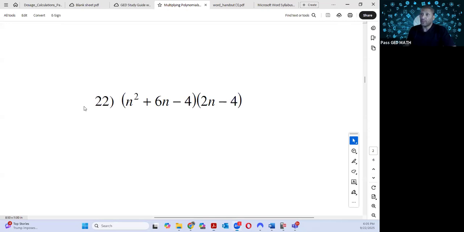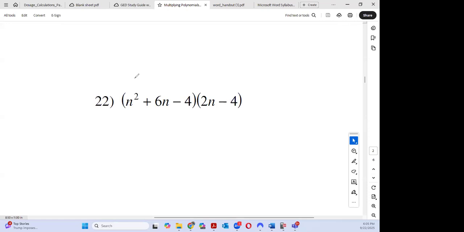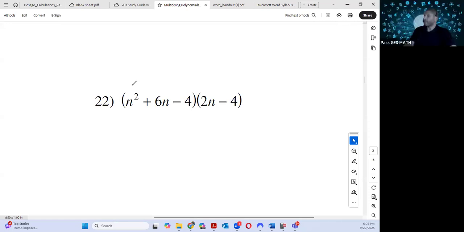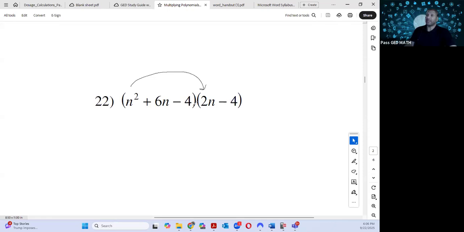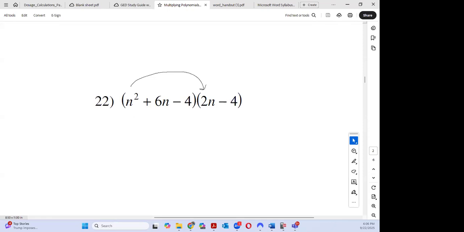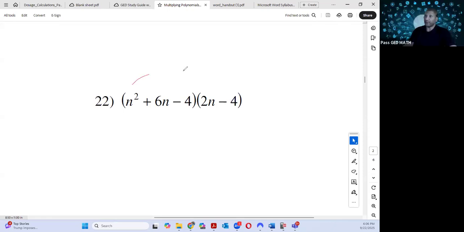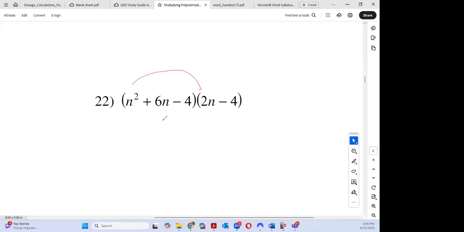So first of all, we got 3 terms times 2 terms. That means you're going to have 6 terms when you're done. Okay, so what are we going to multiply first? N squared times 2n. Let me do red. I'm sorry. N squared times 2n. All right.